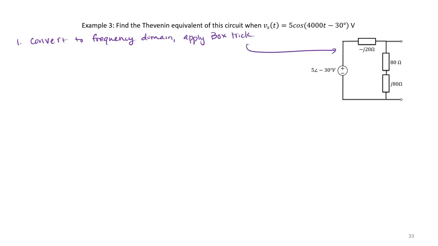This was done for us. Definitely make sure that you're comfortable enough to do that calculation on your own.